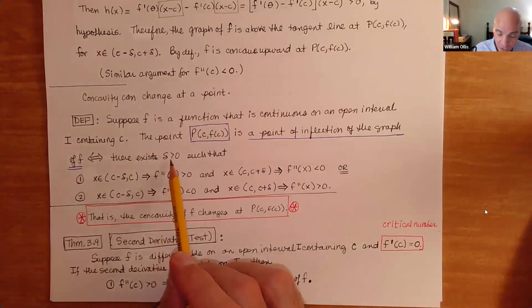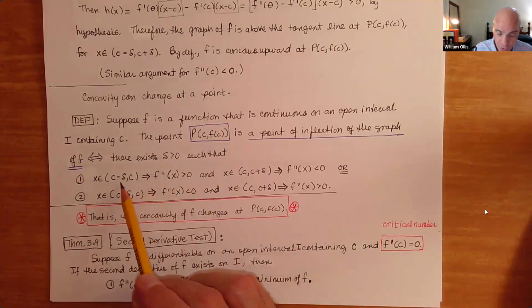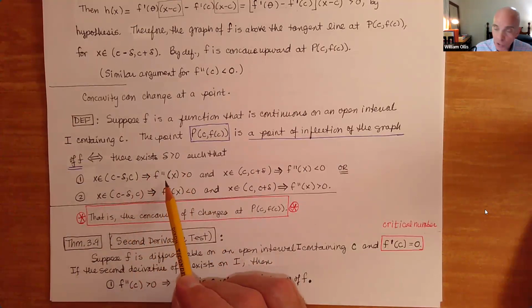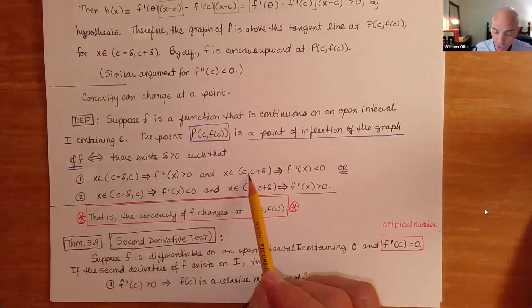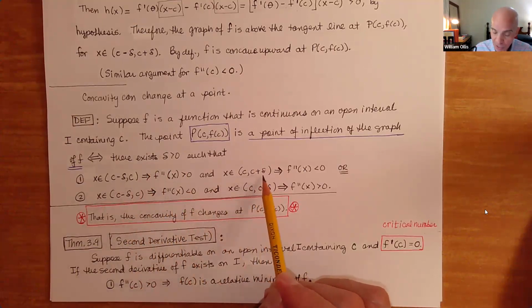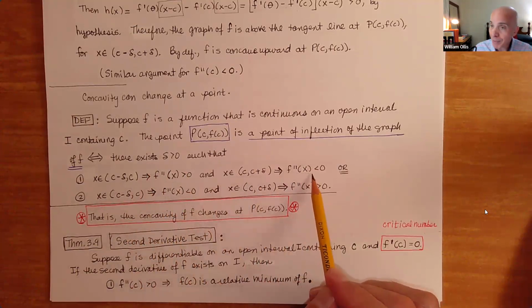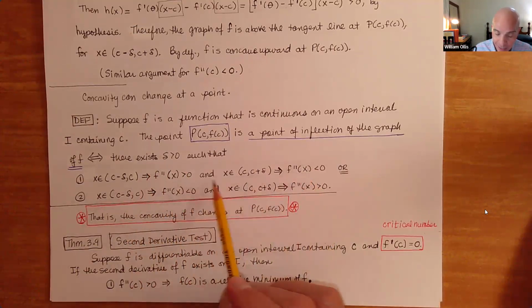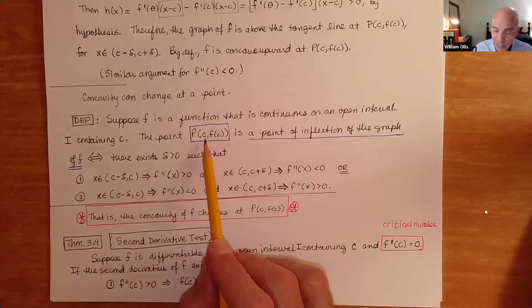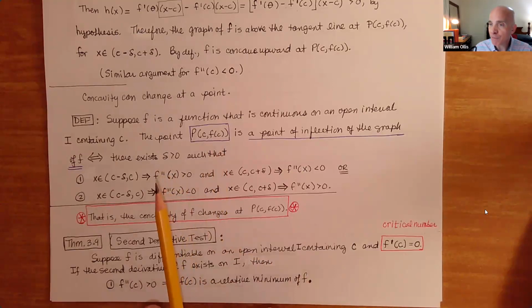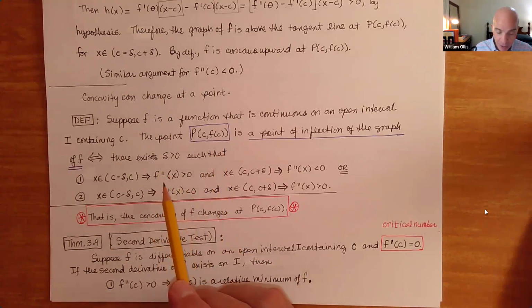So there would be a delta positive such that to the left of c, that is c minus delta to c, the second derivative would have a sign that is positive. And then as we proceed to the right of c, c to c plus delta, the second derivative will be negative. So what we see is that we have a change in the concavity, and therefore we denote the point c, f of c to be a point of inflection, basically a point where we have the transitioning of the concavity from, in this case, upward to downward.